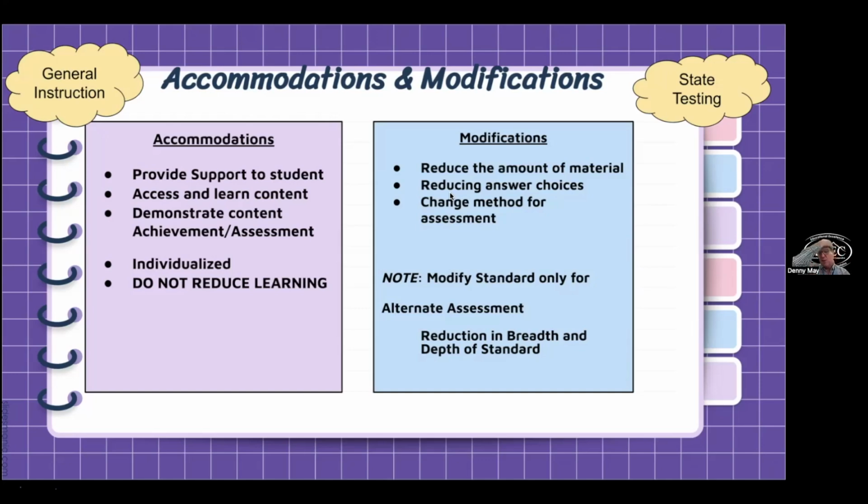And so when we do think about modification, we think about our 1% population. They do have an alternate curriculum. The curriculum is based on the same standards, but it's the big rocks. There's a reduction in the breadth and the depth of the standard when we do alternate assessment. So that's really kind of what we're thinking about when we modify. And accommodations are largely for students that are matriculating to receive a diploma.